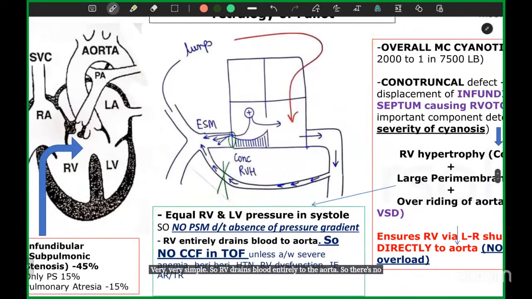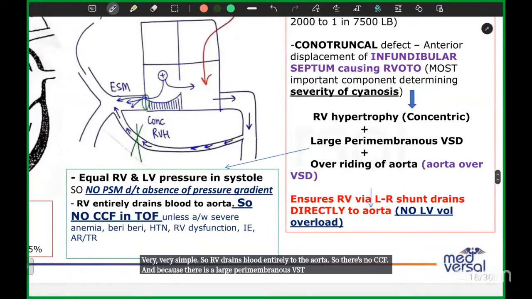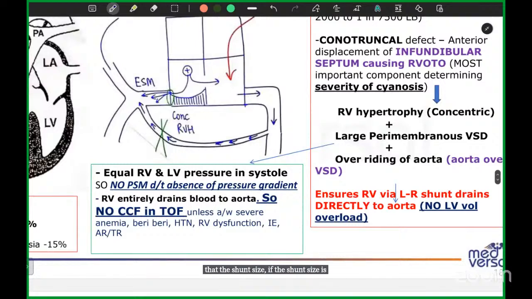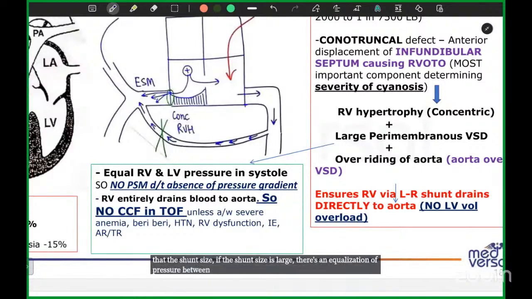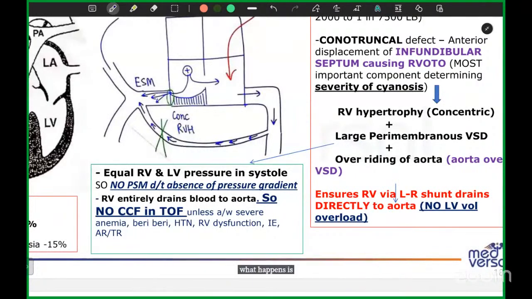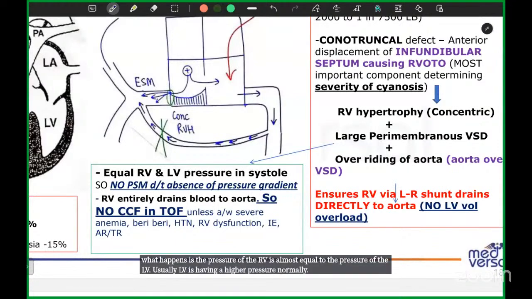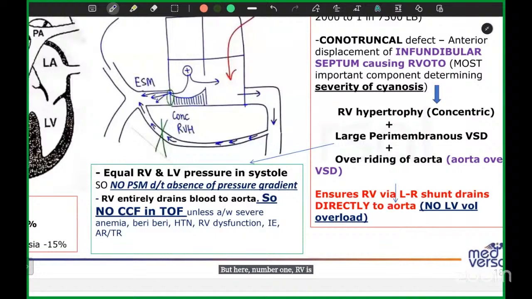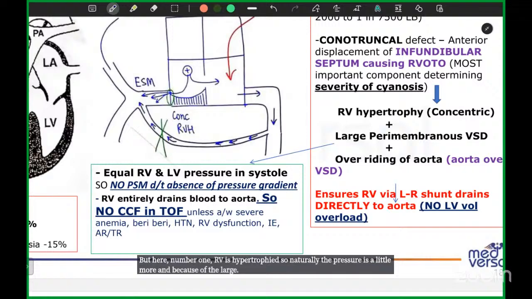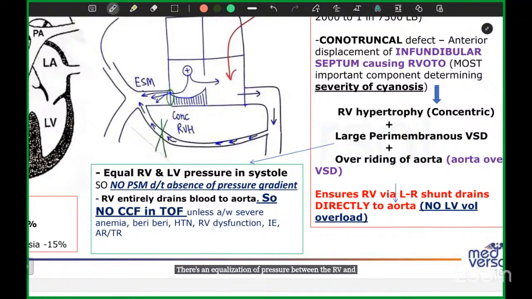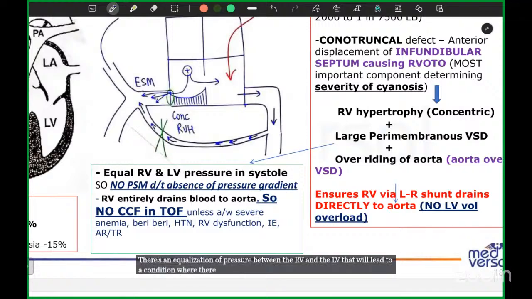And because there is a large perimembranous VSD, do you remember when I was talking of VSD, I told you that if the shunt size is large, there's an equalization of pressure between the right side and the left side. So because the perimembranous VSD is large, the pressure of the RV is almost equal to the pressure of the LV. Usually the LV has a higher pressure normally, but here, number one, the RV is hypertrophied, so naturally the pressure is a little more, and because of the large shunt, there is an equalization of pressure between the RV and the LV, that will lead to a condition where there will be no pansystolic murmur of VSD heard.